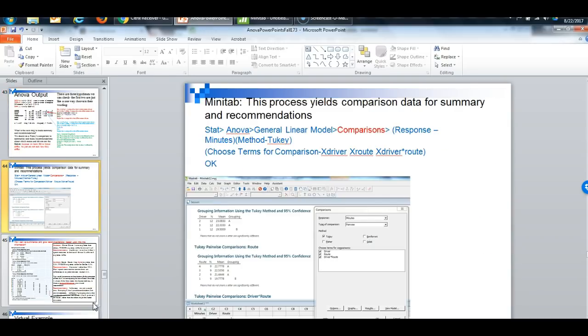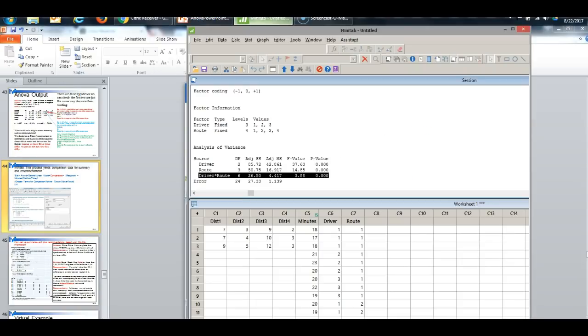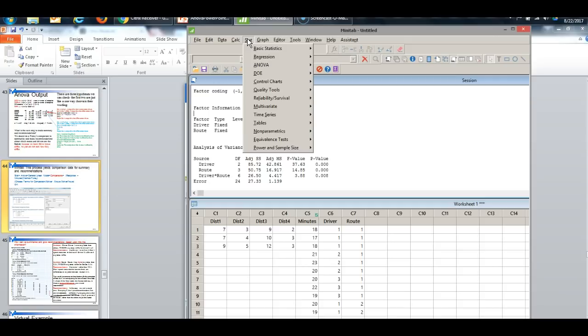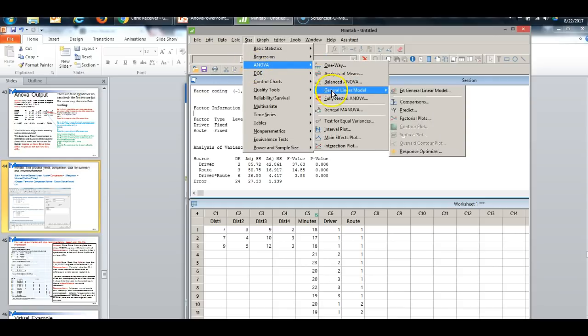All right, so let's do the Tukey's. Let's get Tukey's results, because we need Tukey's results in order to do summary and implications, don't we? We need a statistical analysis of what mean really is statistically different than another. So to get the Tukey's, in order that we get the summary and implications, stat, ANOVA, general linear model, fit general linear model.